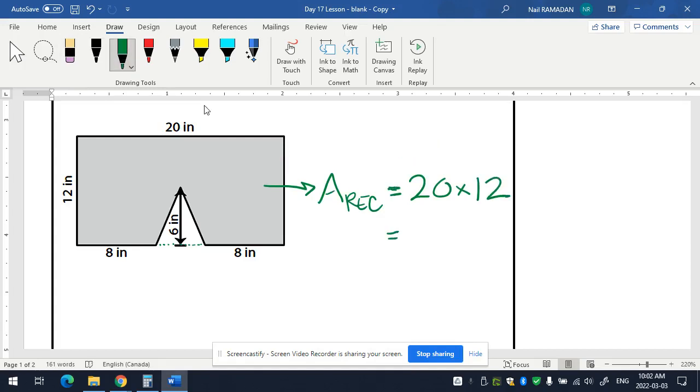Does anyone know what's 20 times 12? Well, what's 2 times 12? 24. And you put a 0. 240. What's the unit? Yeah, it has to be area. So inches what? Squared. Thank you. Inches, IN squared.